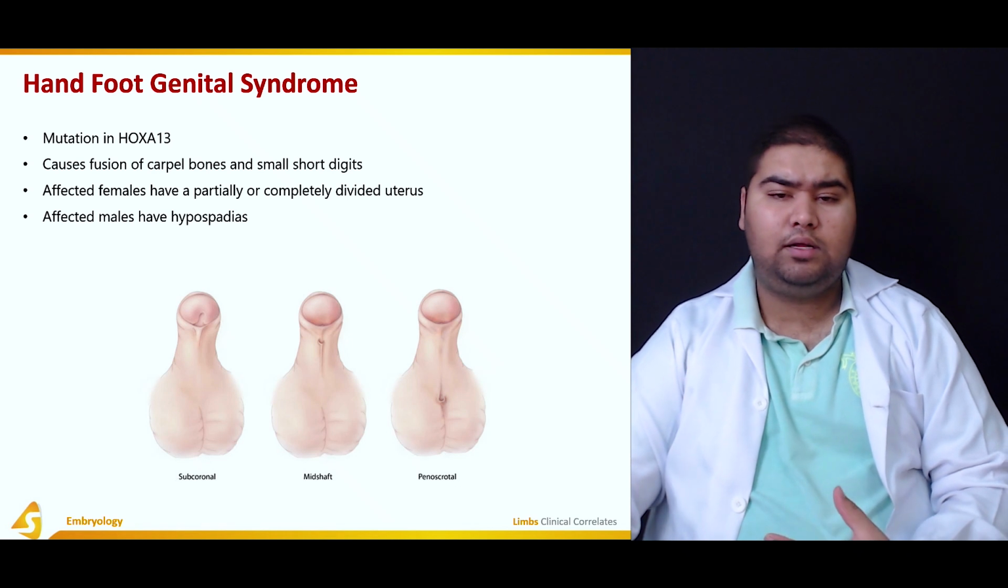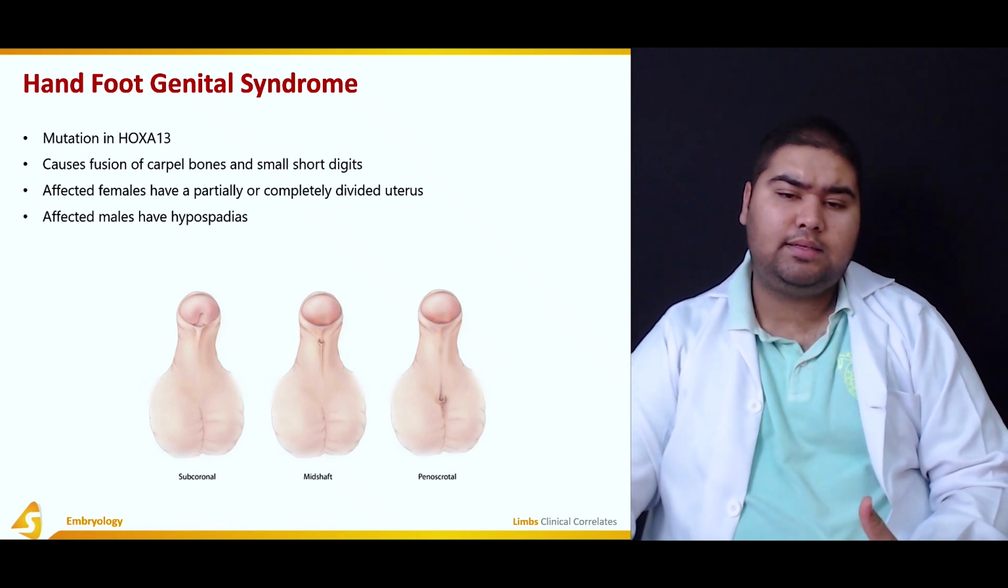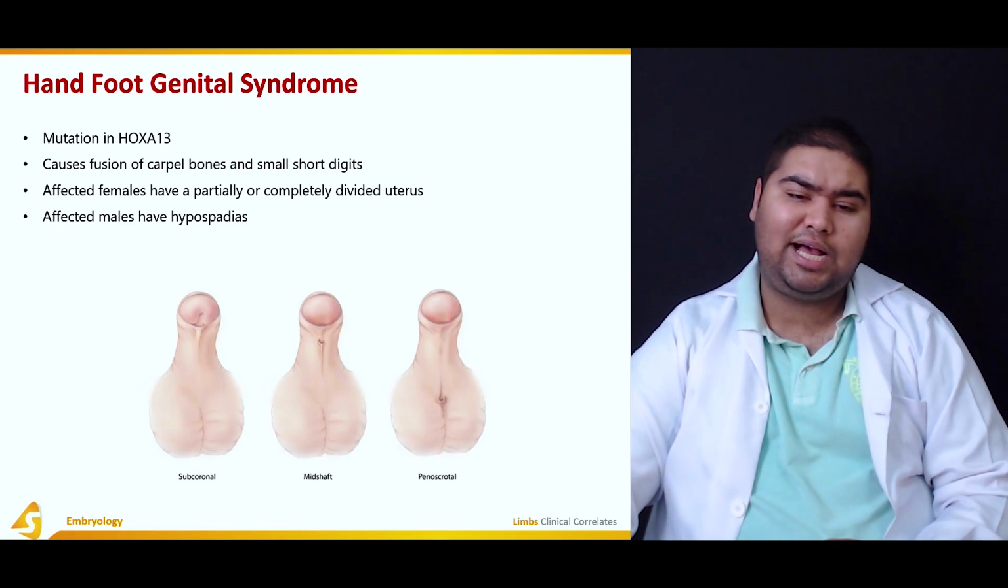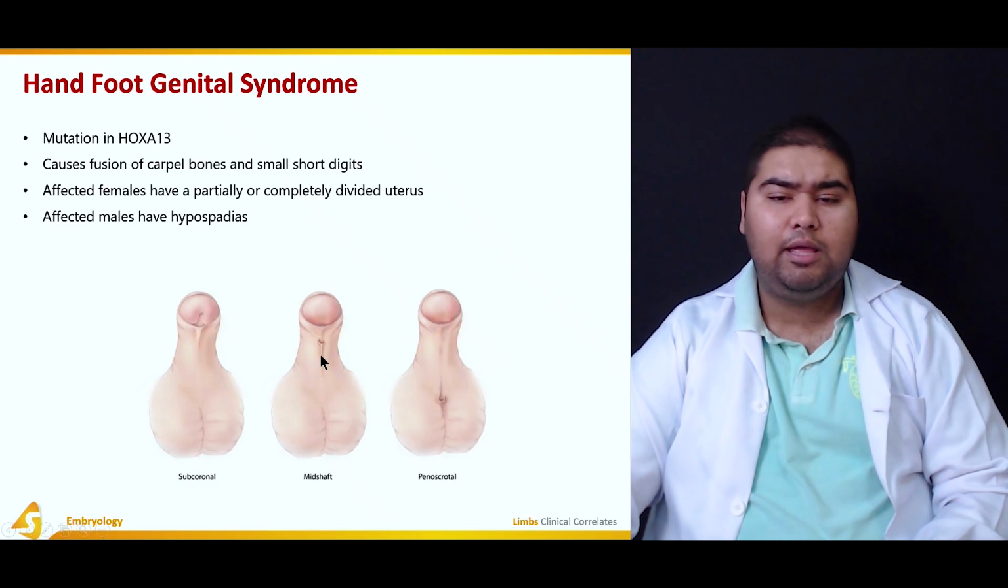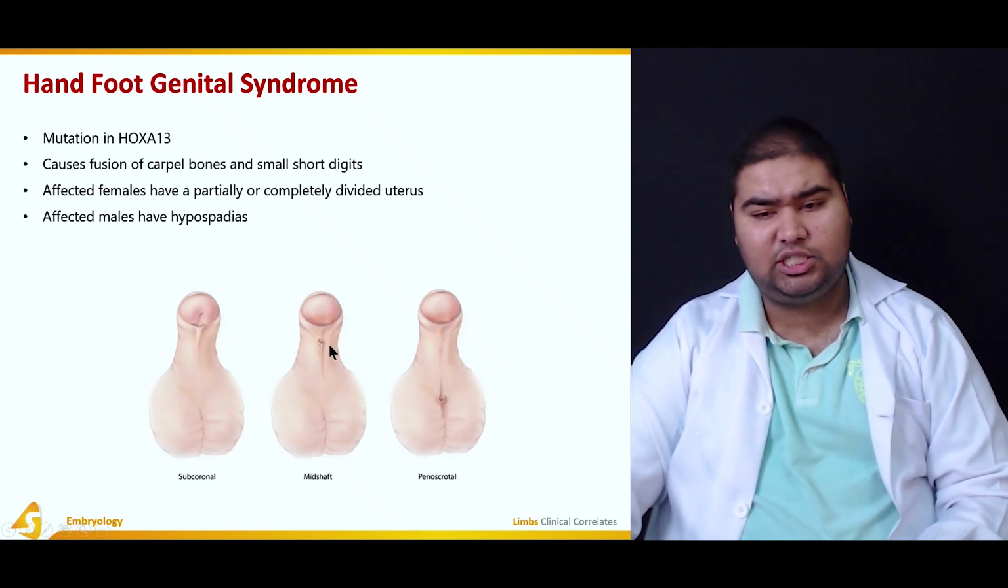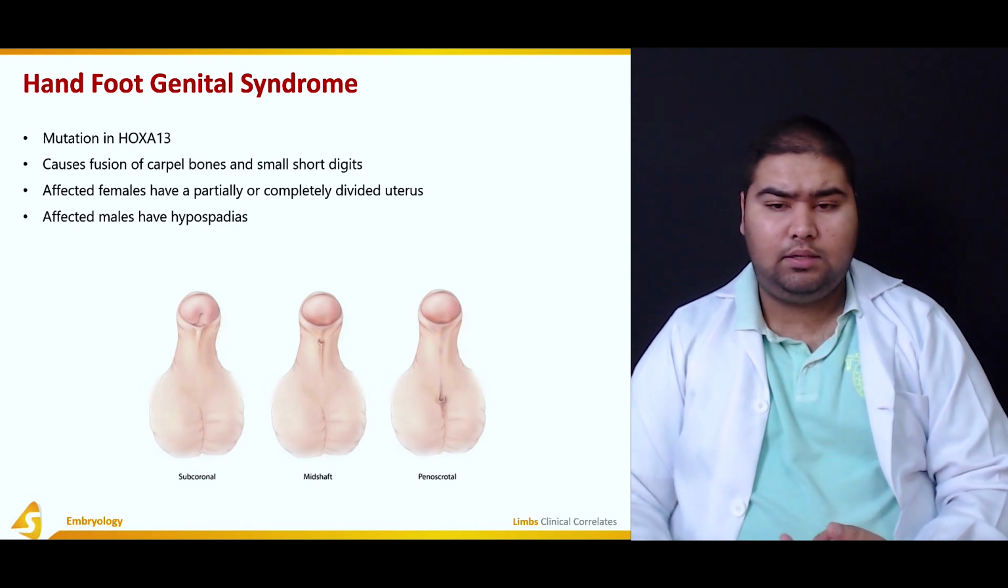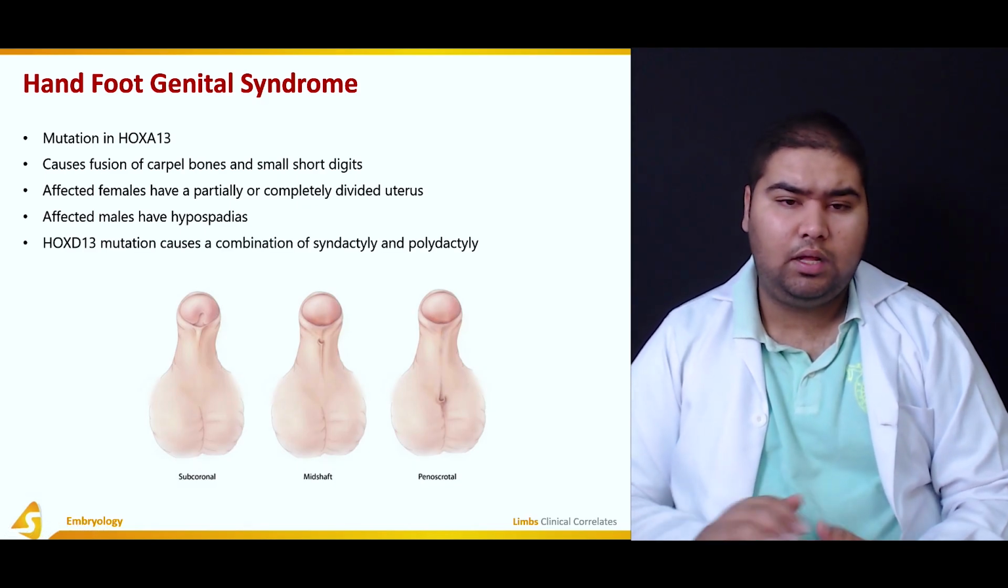When the opening of the urethra lies below the penis, it is known as hypospadias. It can be subcoronal when it lies in this area, mid shaft when it lies mid shaft, and penoscrotal when it lies below the penis in the scrotum.